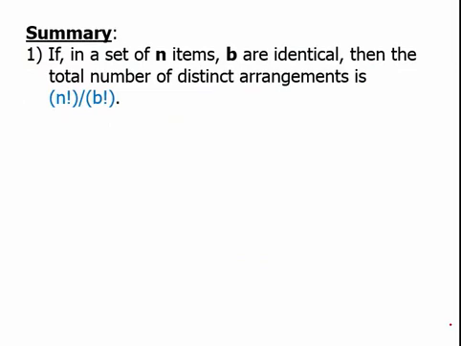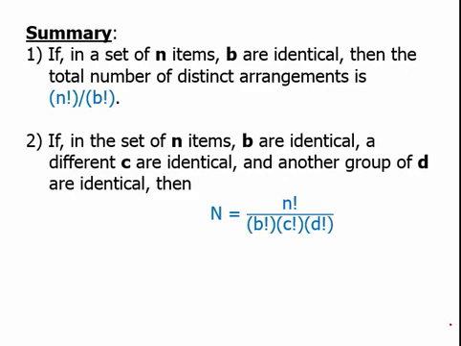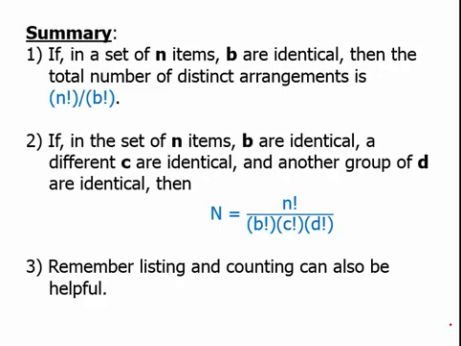If in a set of n items b are identical, then the total number of distinct arrangements is n factorial divided by b factorial. If in the set of n items b are identical, a different set c are identical, and a different set d are identical, then we divide n factorial by all those individual subset factorials. And of course, both of these rules are only for when we're talking about arrangements of the entire set. If we have some other thing where we have a pool with arrangements in it and then we're selecting from that pool, then we're going to have to resort to listing and counting because there's no formula in that case.